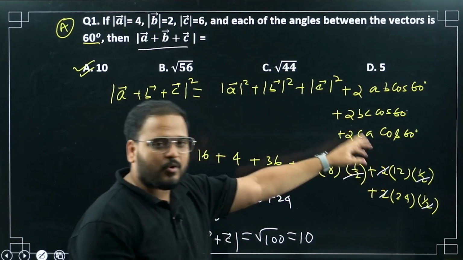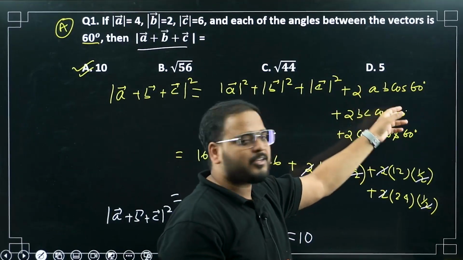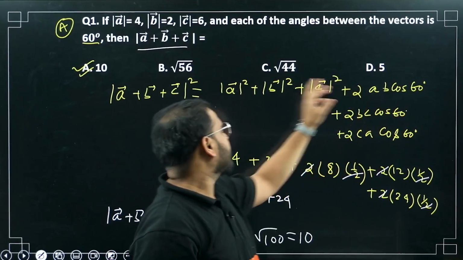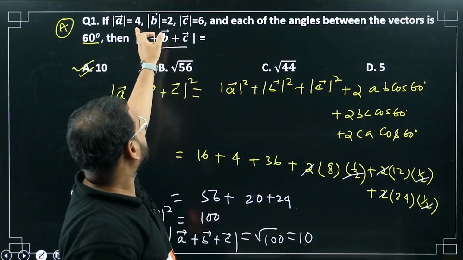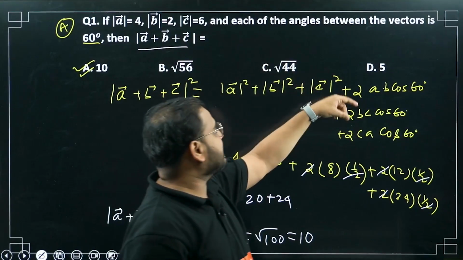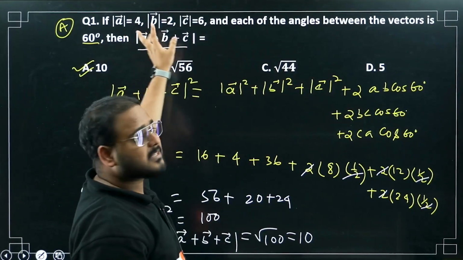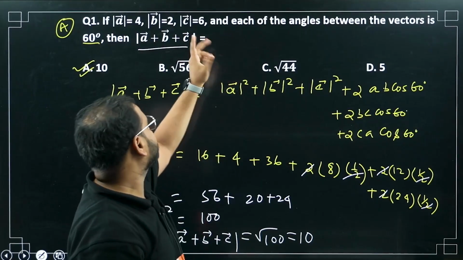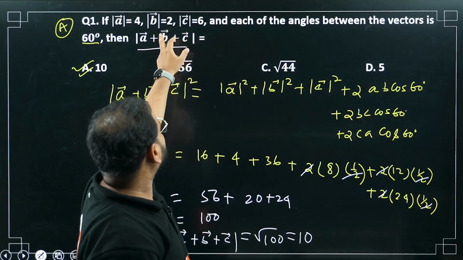You can see now that cos 60 will be 1 by 2 and will cancel the 2 all the time. So you can just multiply. The square of this will be how much, bacha? 16 plus 4, 20 plus 36 will be 56, and then multiply this once with this. So 8, 36 plus 56 plus 8 will be what? 64. Okay, and 2 into 6, so 12.